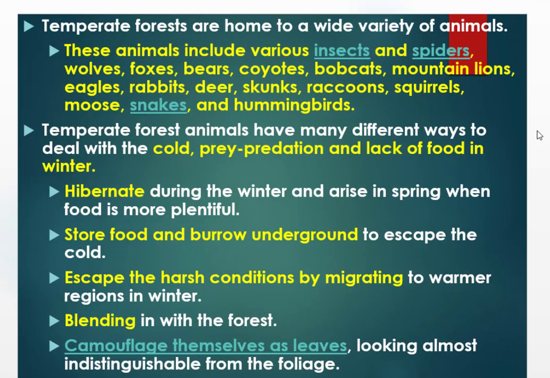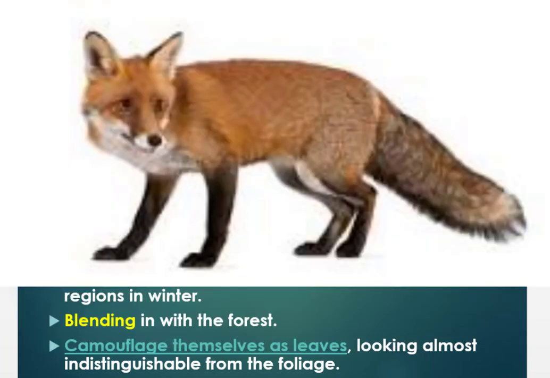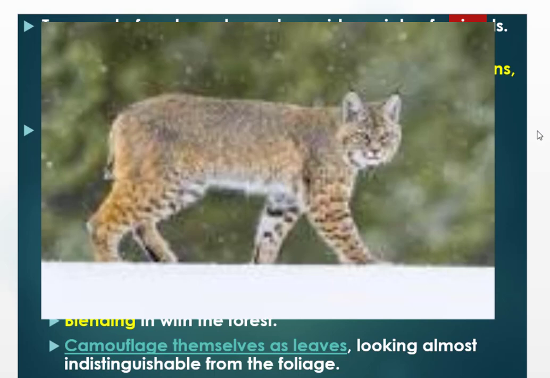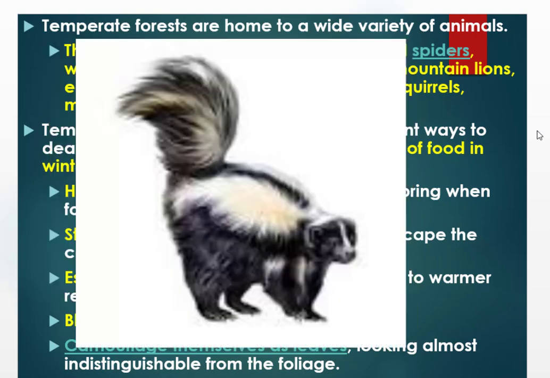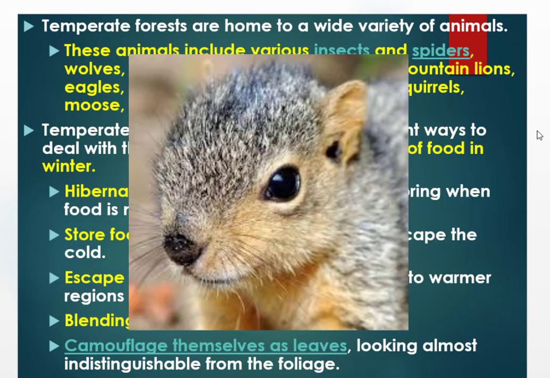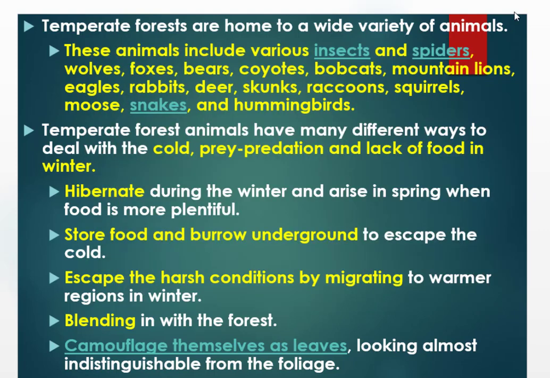Temperate forests are home to a wide variety of animals, including various insects and spiders, wolves, foxes, bears, coyotes, bobcats, mountain lions, eagles, rabbits, deer, skunks, raccoons, squirrels, moose, snakes, and hummingbirds. Animals in temperate forests have many different ways to deal with cold temperature, predator-prey interaction, and lack of food in winter. These different ways or mechanisms can be: 1.